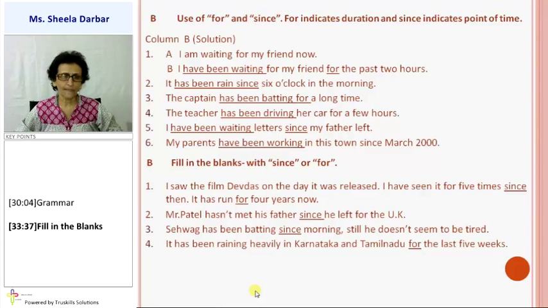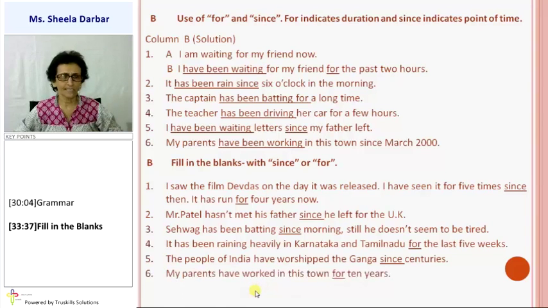Fourth sentence, it has been raining heavily in Karnataka and Tamil Nadu for the last 5 weeks. Meaning now it has almost come to an end. Fifth, the people of India have worshipped the Ganga since centuries, meaning still even today they are worshipping. Sixth, my parents have worked in the town for 10 years. Now in this case, it is for 10 years because the time duration has been mentioned.